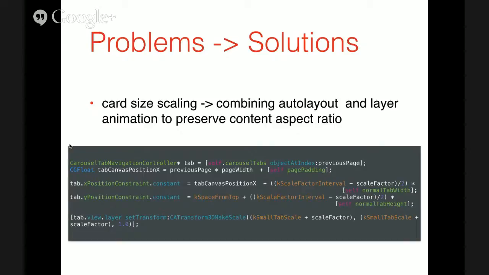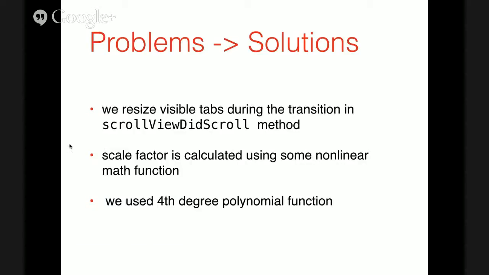The next thing was the resizing of visible tabs, which is done during the transition, in the scroll view's scroll method. One cool thing that we decided to add was a nonlinear resizing function. We use a 4-degree polynomial function that calculates our scale factor.